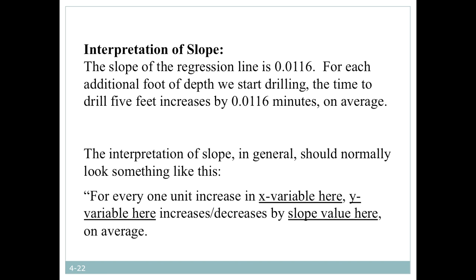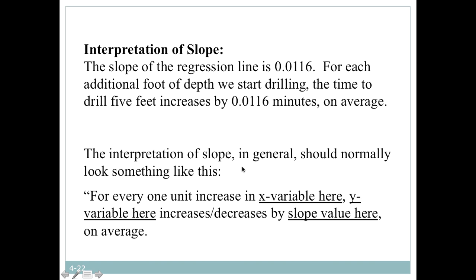So in terms of interpreting the slope, this is a really important concept. When you create a regression equation, it's important that you understand what the values mean and how they can be used in the context of the question. We know that the slope of the regression line is 0.0116. What this really means is that for every additional foot of depth that we start drilling, the time it takes to drill 5 additional feet increases by 0.0116 minutes on average.